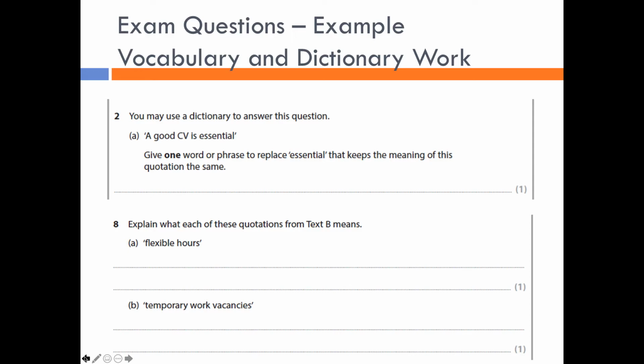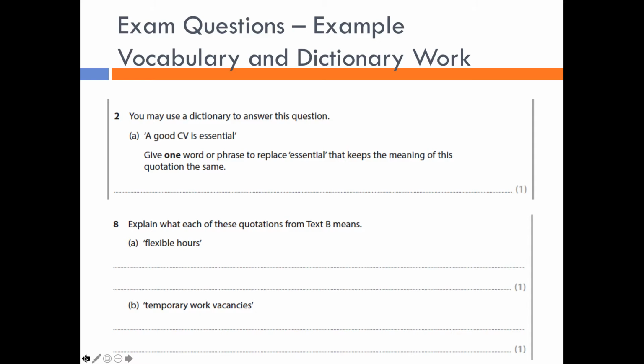So sometimes you'll be working maybe 6 hours one evening, another time you'll be working maybe just 2 hours, or different shifts, that sort of thing. And then temporary work vacancies. Hopefully this one is fairly straightforward. If something is temporary, it is not fixed, not lasting.